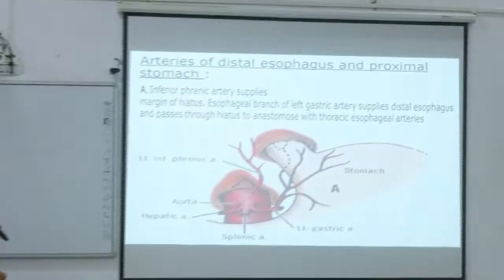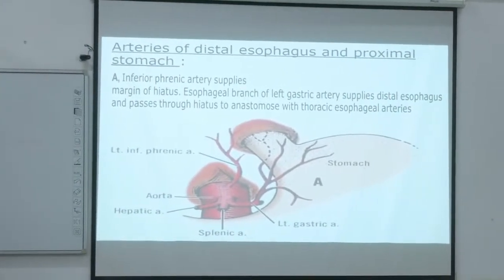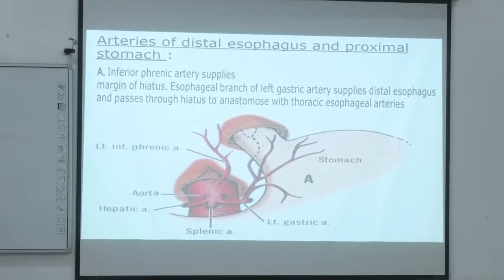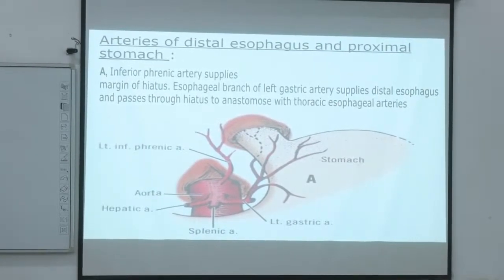Now, arteries of the distal esophagus and proximal stomach. Another artery is supplying this area. The inferior phrenic artery supplies the margin of the esophageal hiatus, and there is the esophageal branch of the left gastric artery. This is the left gastric. This is the esophageal branch of the left gastric artery. It supplies the distal esophagus and passes through the hiatus to anastomose with the thoracic esophageal arteries. Okay. Next.